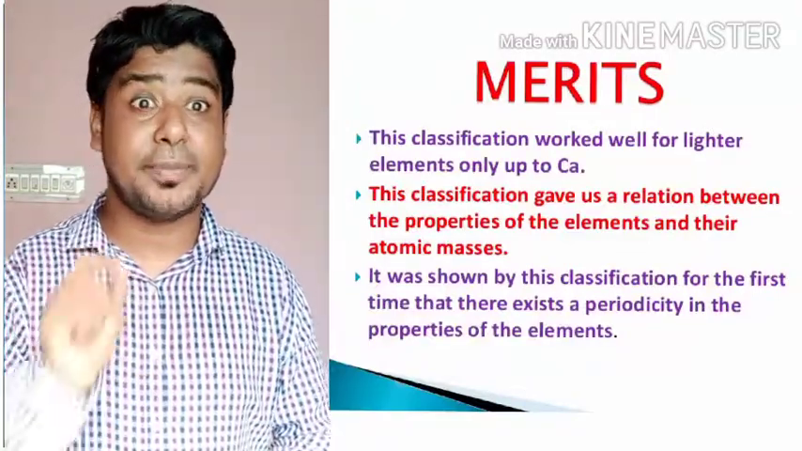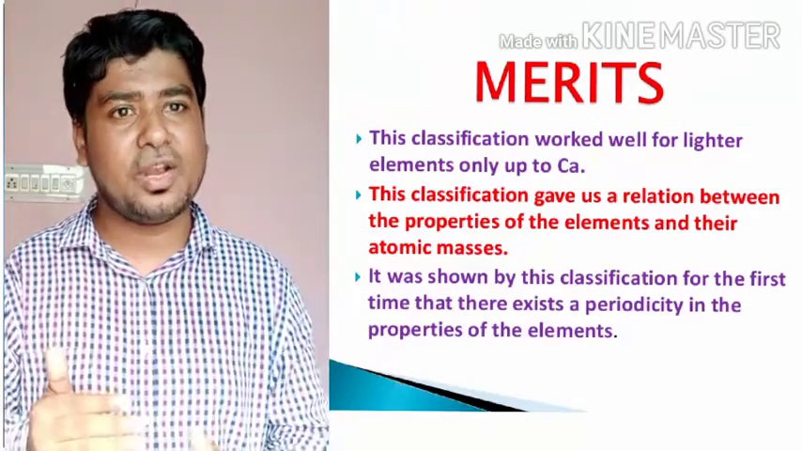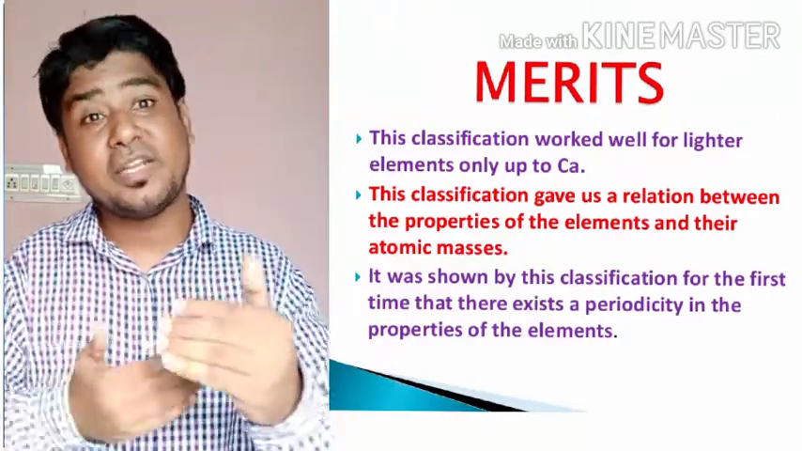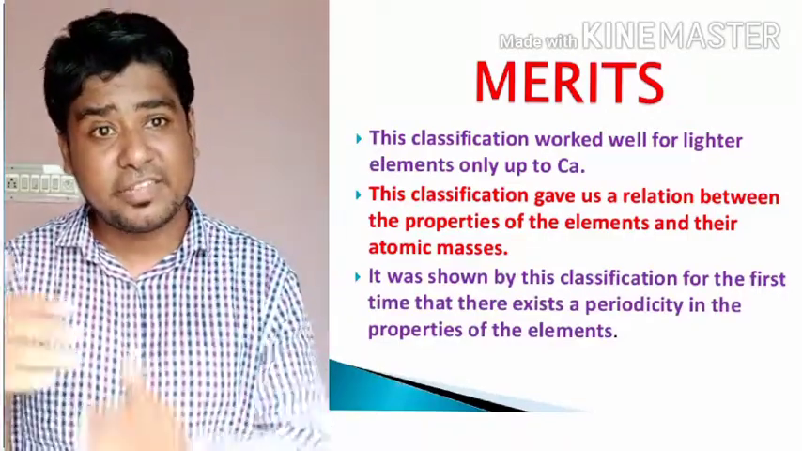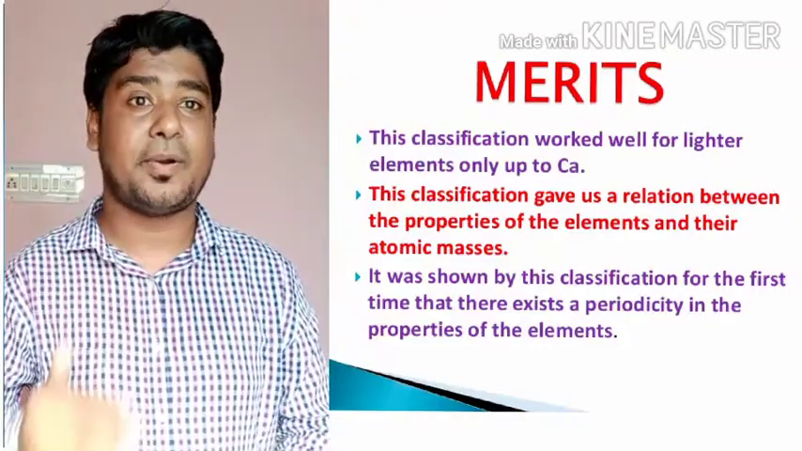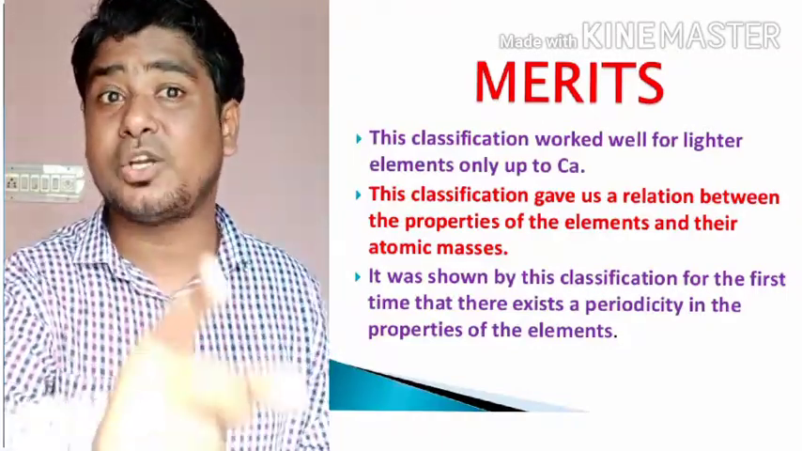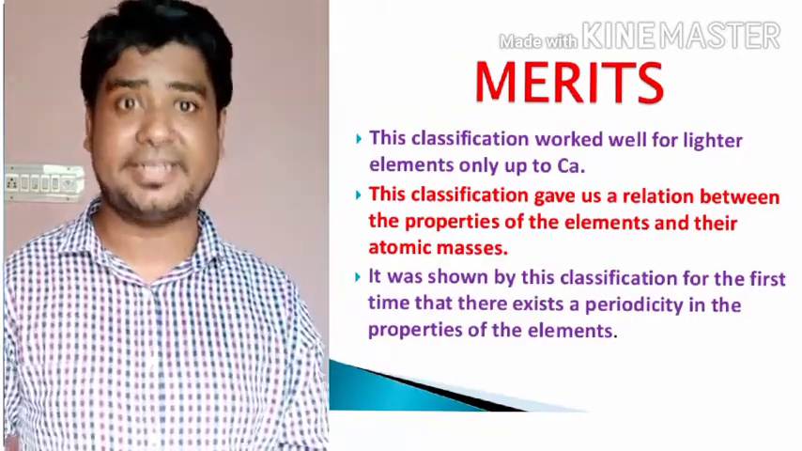But periodicity means the properties repeat. Means after a regular interval when we arrange elements, the properties repeat. That means elements with the same property can be grouped, and when we arrange in a particular order, the properties repeat. What number did he tell? He told the number 8. So every 8th element the properties repeat.